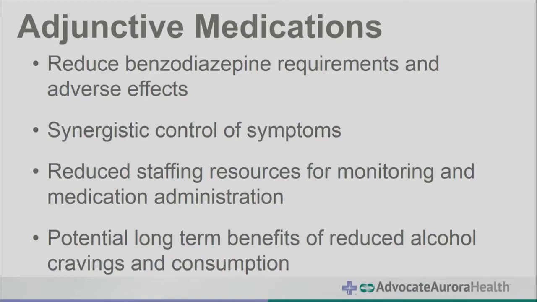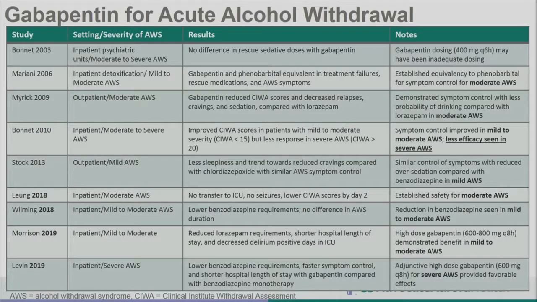So by providing adjunctive medications, it allows that patient to be controlled for a longer period of time without having to constantly give a push dose of something, which definitely minimizes our nursing resources and time. So the agent I'm going to focus on today is gabapentin. Although it's a very old drug, for alcohol withdrawal, it still seems to be evolving.